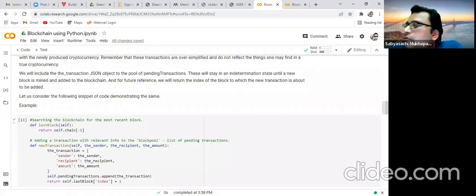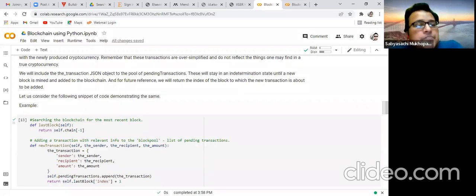Now you will include the transaction JSON object to pull the pending transactions. Okay, so this will stay in case of the indeterminate state while a new block is being mined, or for example, being added to the blockchain. For future reference, we'll return the index of the block to which the new transaction is about to be added. Okay, so let us check a very simple demonstration related to it.